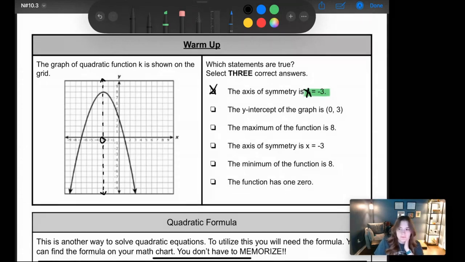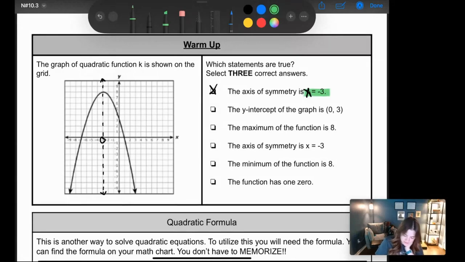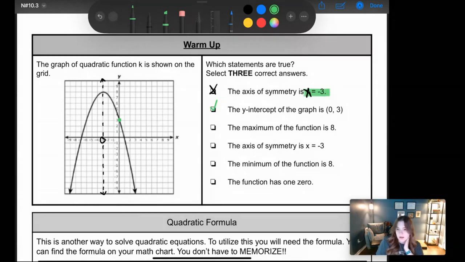All right, let's see. The y-intercept of the graph is 0, 3. Remember, the y-intercept is where it crosses on the y-axis. So let's go see 0. So remember, we go left and right first. So we stay at 0. And we go up 1, 2, 3. And sure enough, I agree. So yes, true.